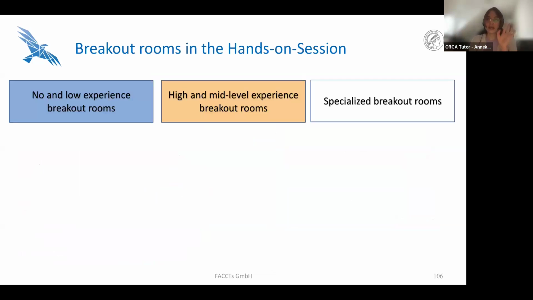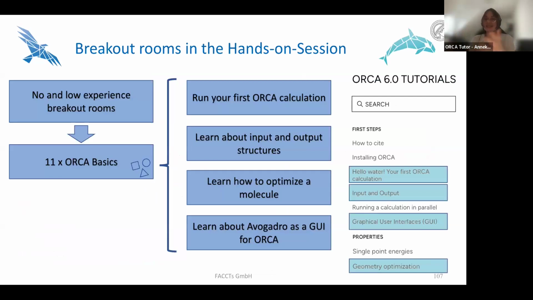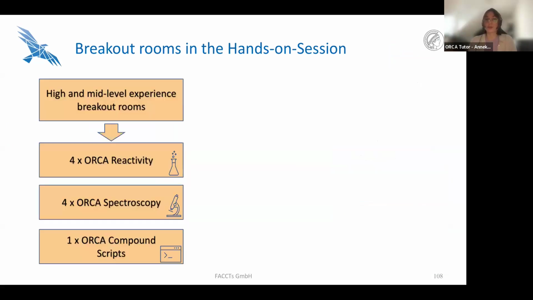So let's have a look at the tutorials in the no and low experience breakout rooms. You can see that the topics are exactly what I already presented here, but just with different examples. You're going to learn how to run ORCA, learn about input and output file structure here, emphasis again on output files, since I kind of skipped over that. Also using Avogadro and learning how to optimize a molecule.